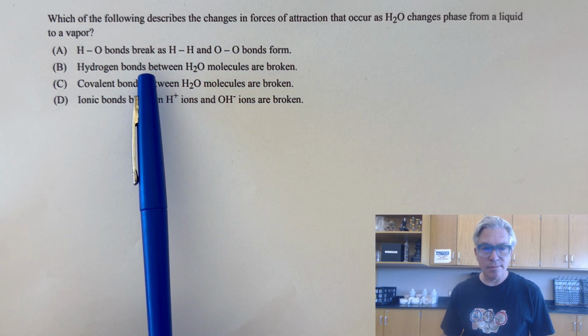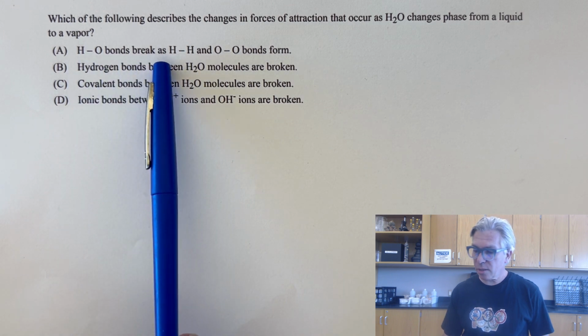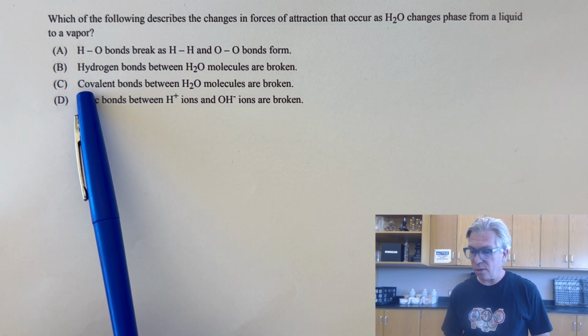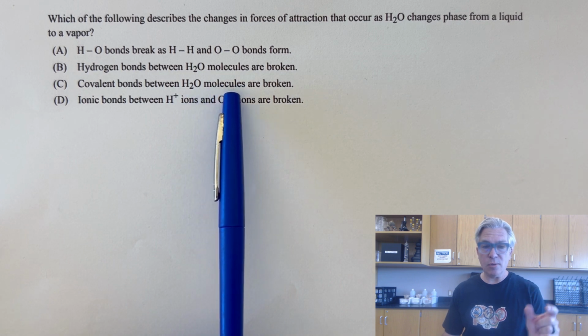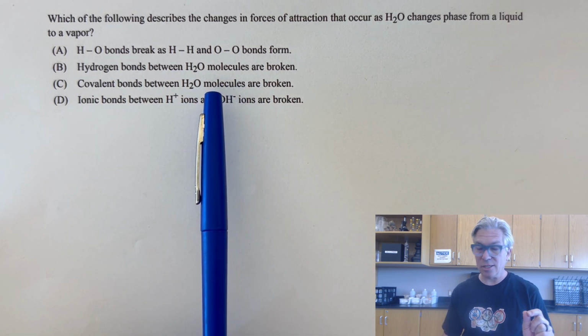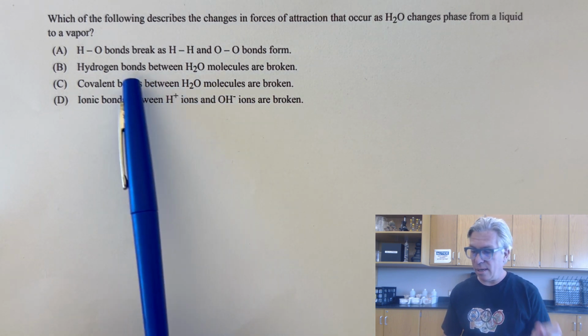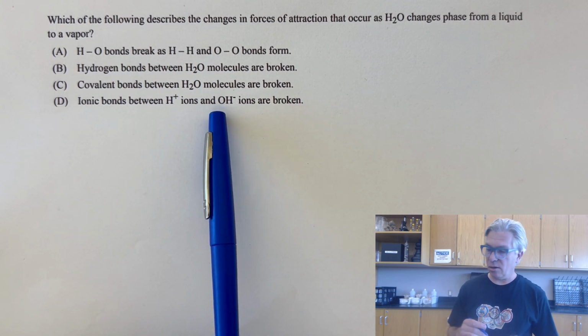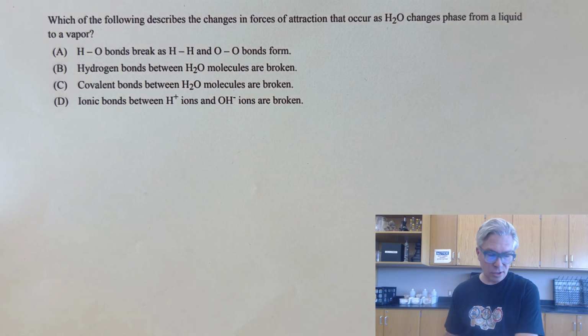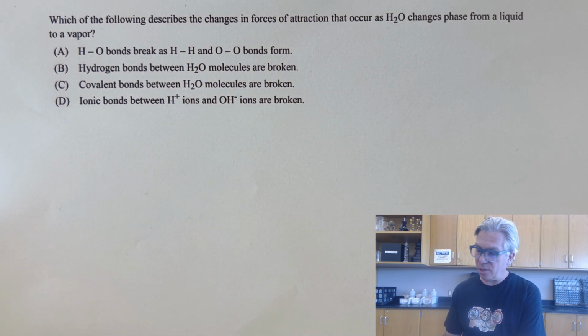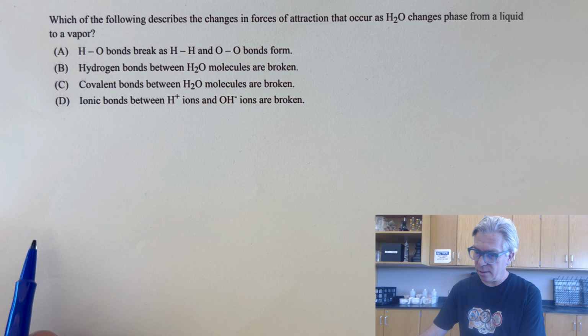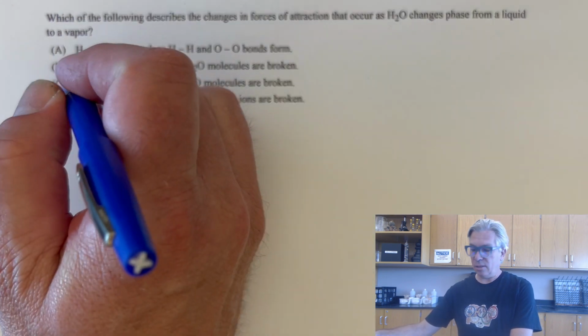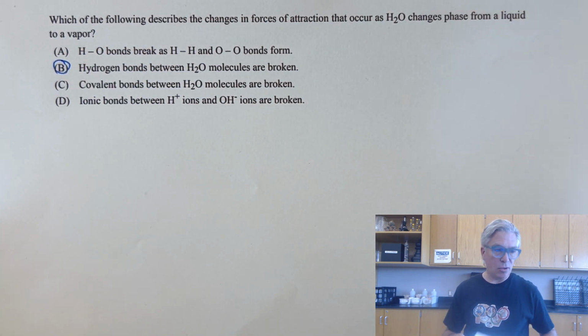O-H bonds breaking? Nope, that's not going to happen. Covalent bonds between water molecules are broken? No. Between the water molecules, they don't have covalent bonds, they actually have hydrogen bonding. And ionic bonds between hydrogen and OH are broken. That's not true either because it's a covalent compound. The correct answer here is B. Hydrogen bonding between those H2O molecules are broken. So that is our choice. So physical change, no new substances are being made.